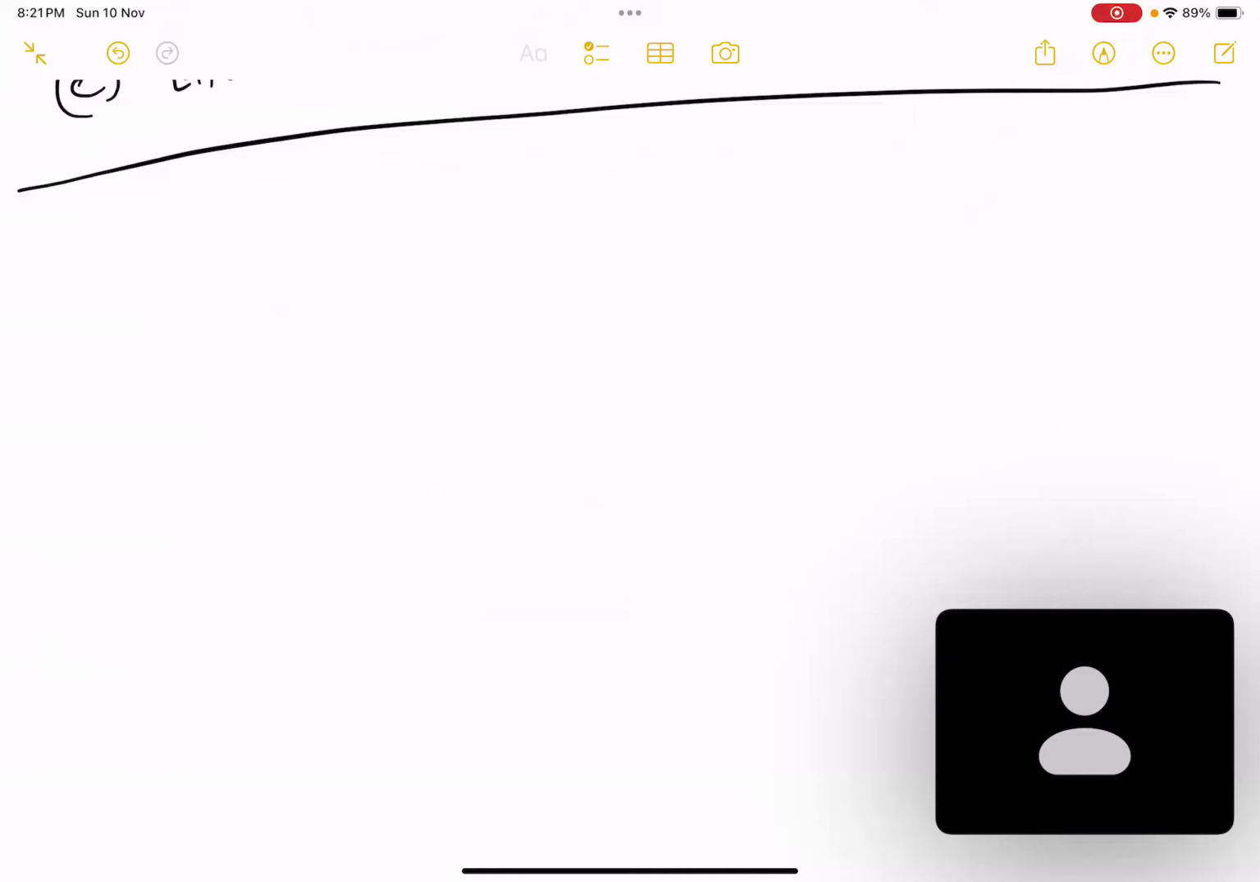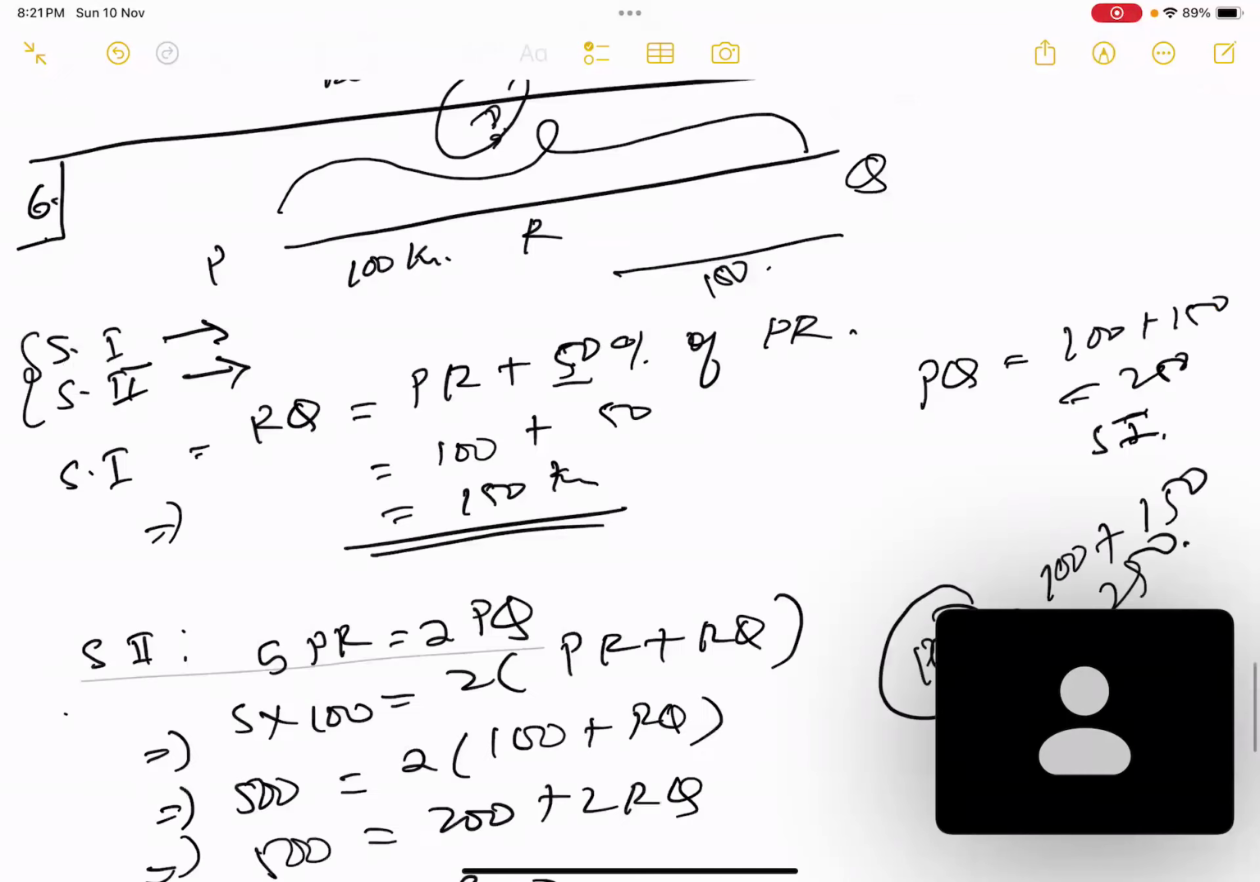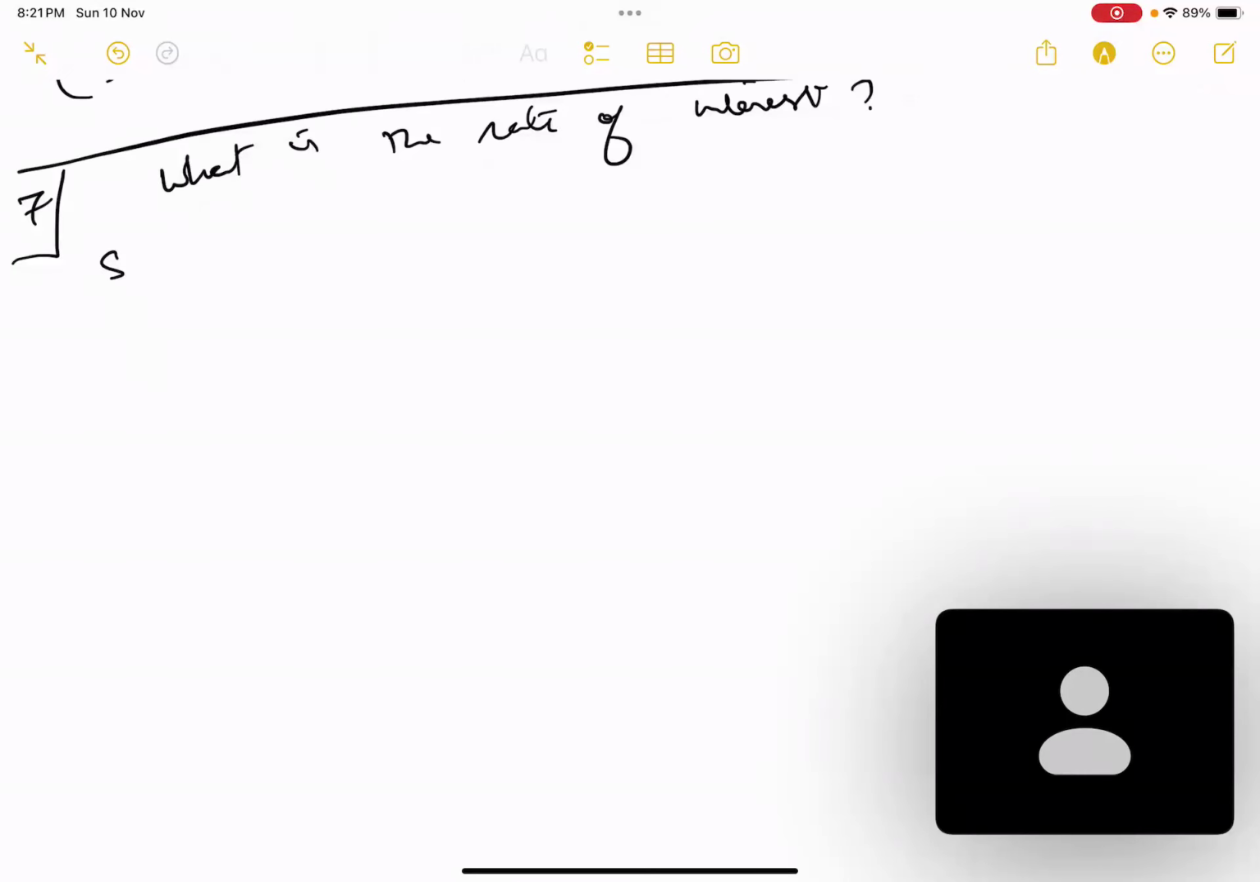Next is the question number. So it's given here, it's relating to interest. We have to find the rate of interest. So what is the rate of interest? In order to find the rate of interest, they have given two statements, statement 1 and statement 2.